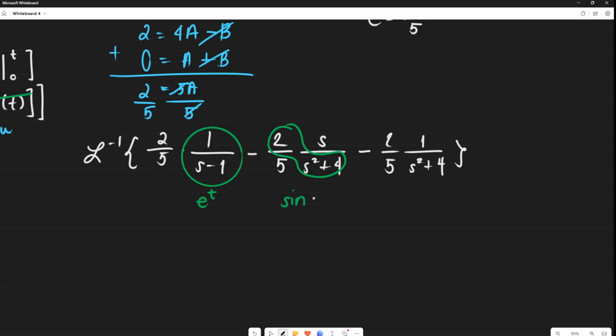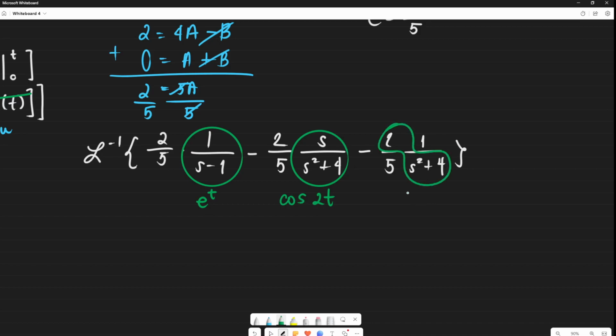That is sine 2t. And for this, okay, sorry. No, that's wrong. Wait, let's fix it. Sorry, this is cosine. It has an s. Sorry. Then this is our sine. So for sine 2t, it is a over s squared plus a squared.